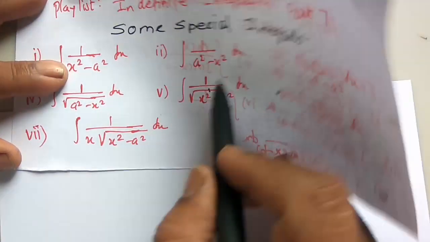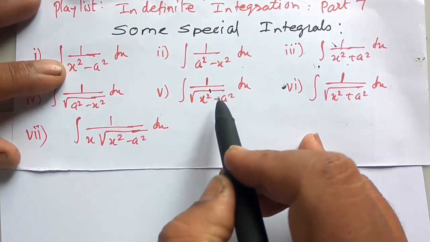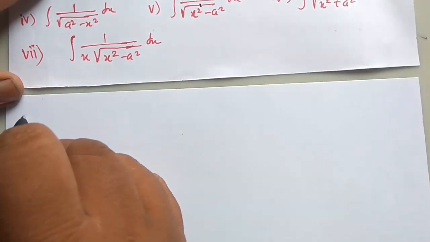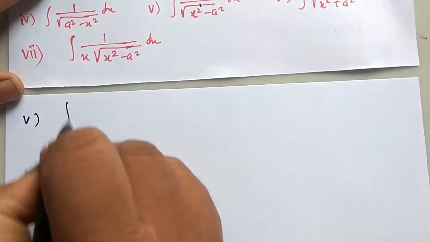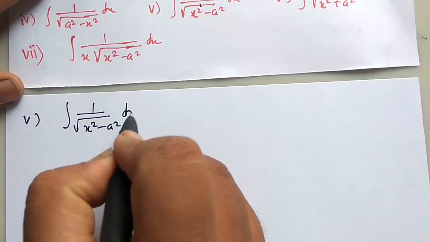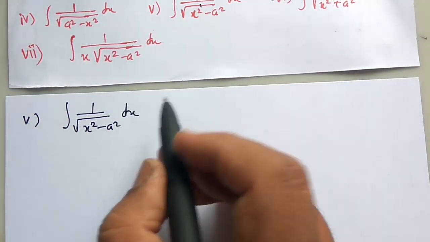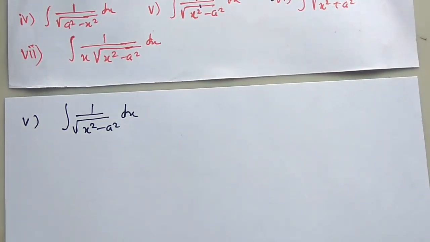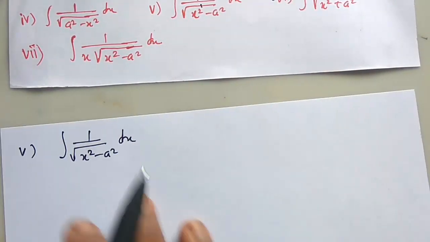5. Integration of 1 upon under root of x square minus a square dx. Now, the expression is under root of x square minus a square.